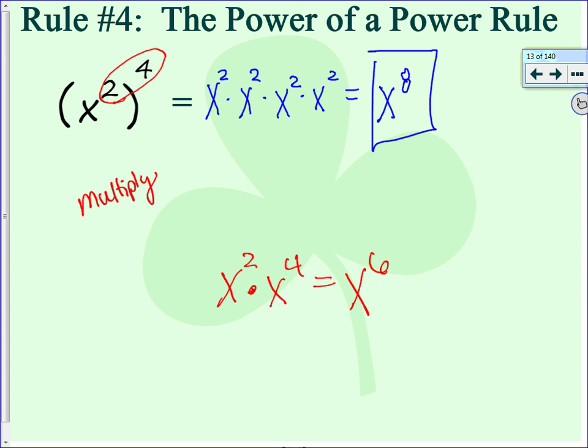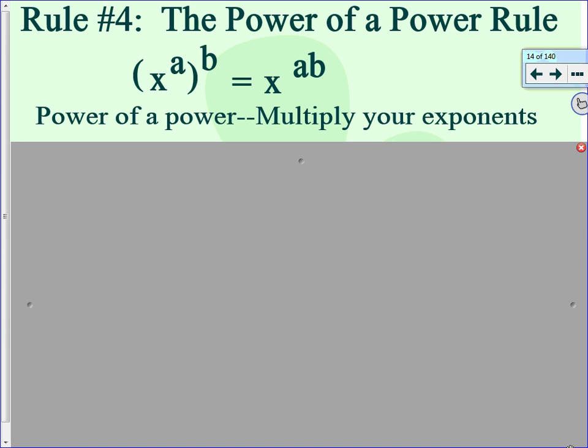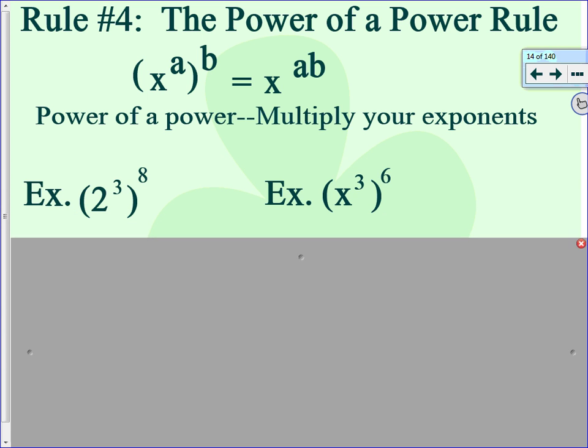Here you have x squared times x to the 4th. This is not power of a power. So that is the product rule. Those we add. Power of a power, you multiply your exponents. That's the rule in general.